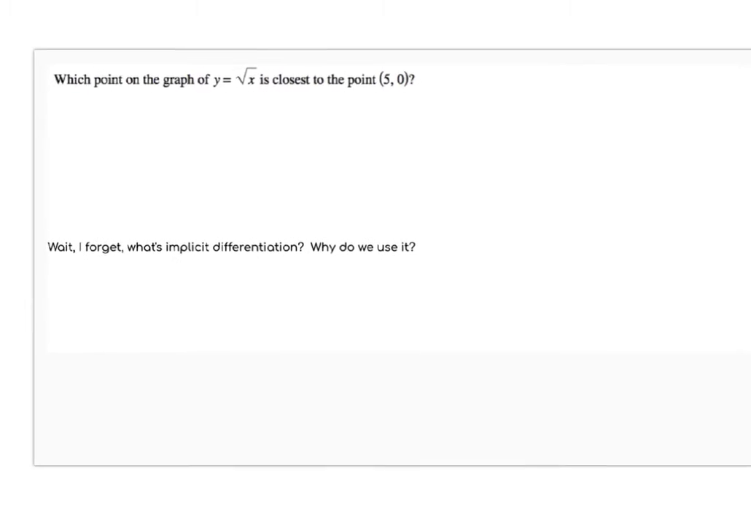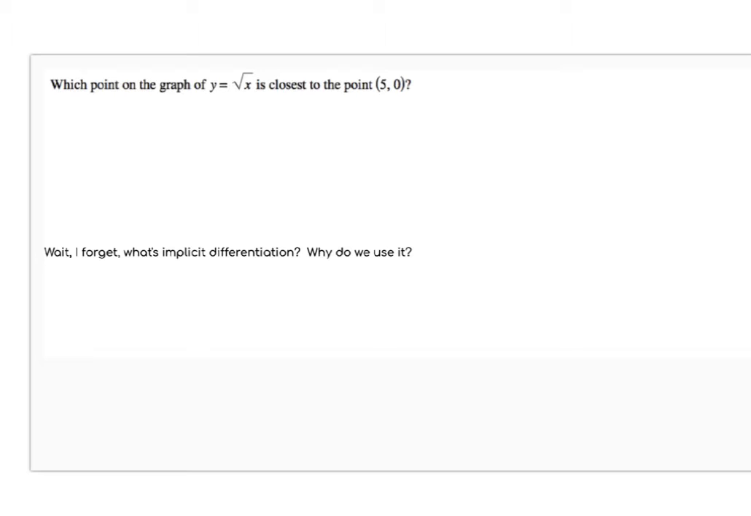All right, so we're going to start off by talking about, I guess this is really an optimization thing. Which point on the graph of y equals the square root of x is closest to the point (5, 0)? I'm just going to sketch this to see what's going on. 1, 2, 3, 4, 5. For the graph of the square root of x, we've got (0, 0), (1, 1), (4, 2). 5 doesn't have a nice clean number, but it's going to look something like this.